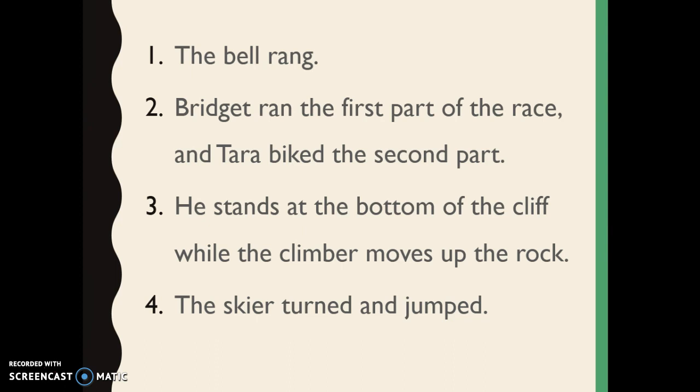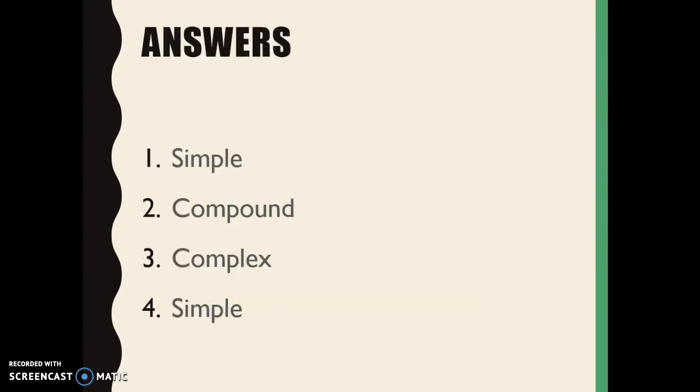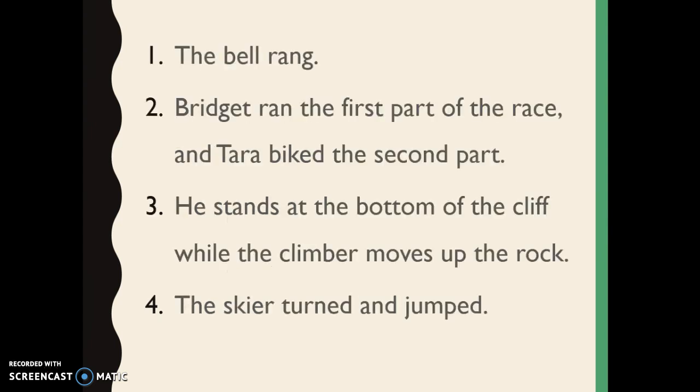So, what is the answer? As you can see, the first one is simple, the second compound, the third complex, the fourth simple. Why? The bell rang is a totally complete thought, so it's simple. For "Richard ran the first part of the race and Tara biked the second part," it's combined because we have one independent clause and another independent clause. We have the subject and the predicate here, and the subject and the predicate here. So totally it's a compound sentence.